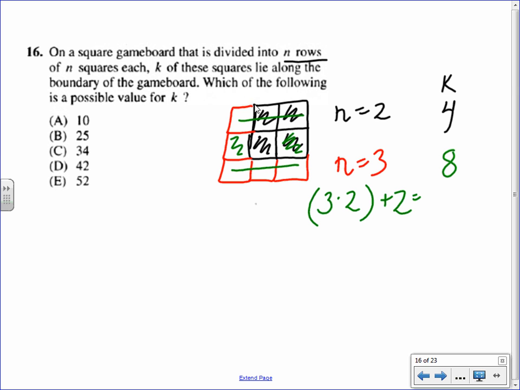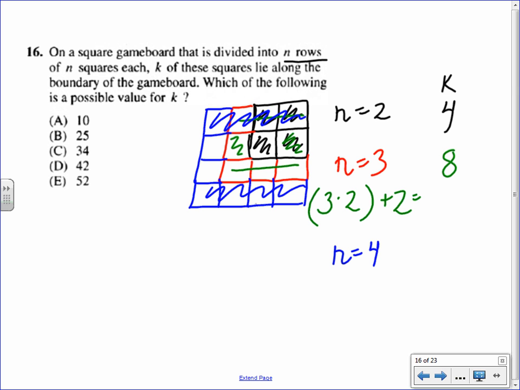So let's just carry this out one more step and see if we can see a pattern. So we're adding a fourth column and also a fourth row. Okay, so now n is 4, and k, the number of squares on the outside, is going to be 4 times 2 plus 2 times 2 here. So that'll give us 8 plus 4, which is 12.